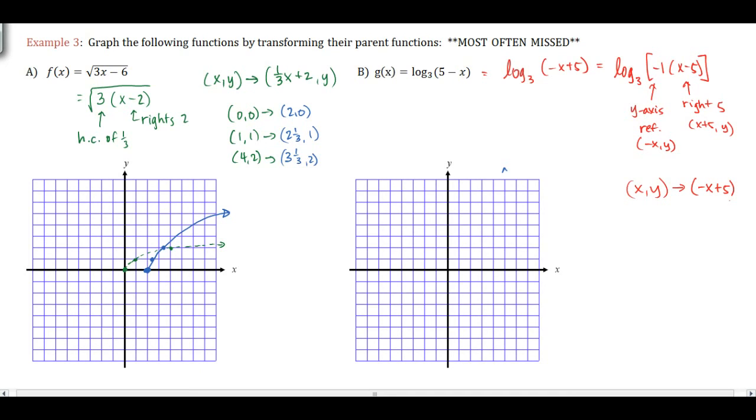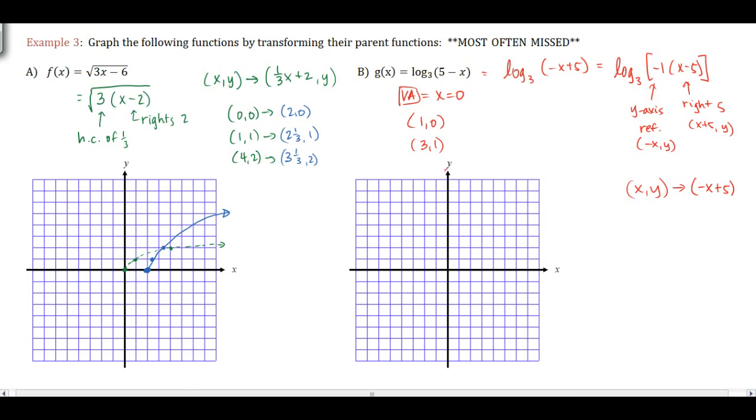So what are our magic points of a logarithm? Well, the cool thing is that a logarithm has a vertical asymptote at x equals 0. So we're going to have to move that guy. And it has the point (1, 0) and (the base, 1). So in this case, (3, 1). Those are just points you want to know.